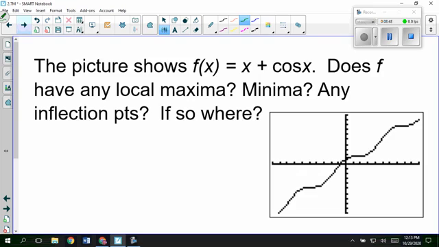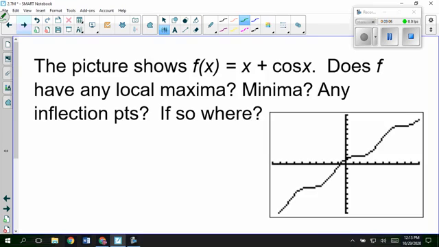And we have worked a lot in chapter 2 here of doing some mins and maxes and inflection and concavity and tying in derivative rules with the t-chart. So here's a question that ties that in along with trig. The picture here shows f of x equaling x plus cosine of x.